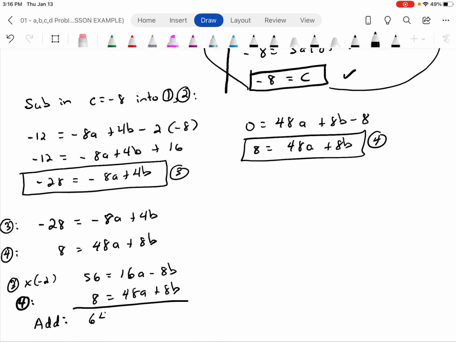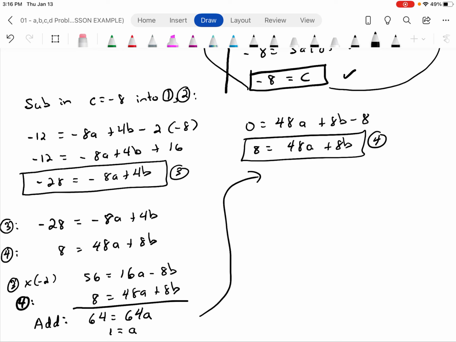And when I add those equations, I get 64 equals 64a. And the -8b and the 8b cancel each other out. That's why it's called elimination. I've eliminated the b's, and that allows me to solve for a. And a is a pretty simple number here. Often these ABC questions, we keep the a's, b's, and c's simple when you're first doing these.